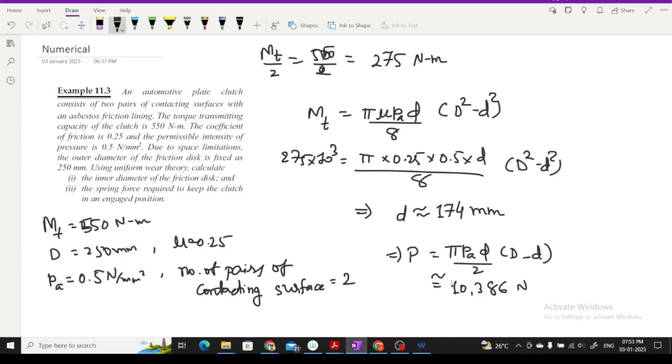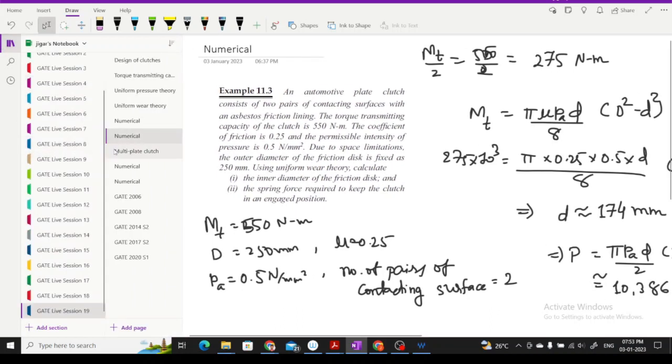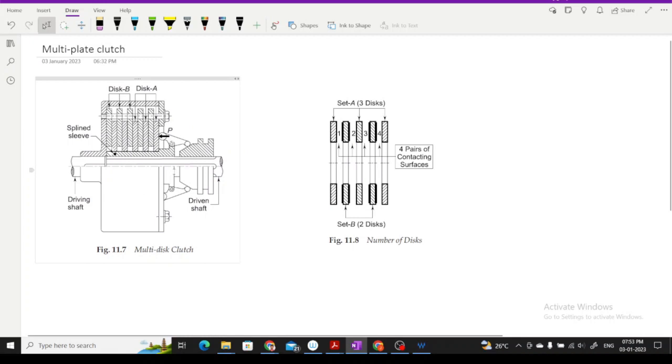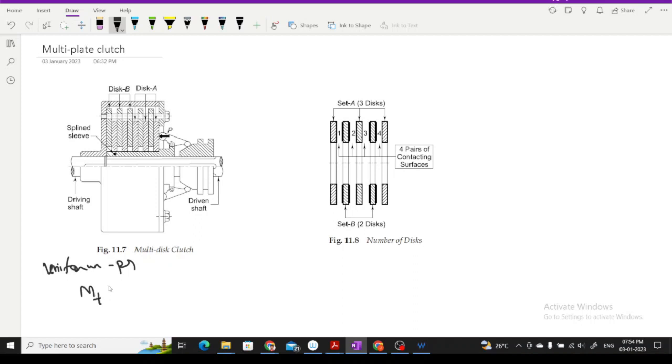Yes, sir. Yeah. So here, if you go for the multi-plate clutch, then in this multi-plate clutch, you will have a pair of discs on the driving and driven shaft, right? And here, whatever equations we have derived, we need to multiply that equation of the torque with the number of discs, right? So in case of uniform pressure criteria, your frictional torque can be represented with mu p z by 3 into D cube minus d cube by D square minus d square.